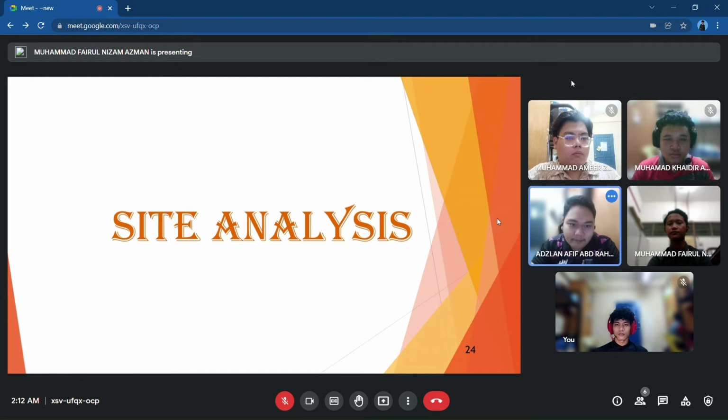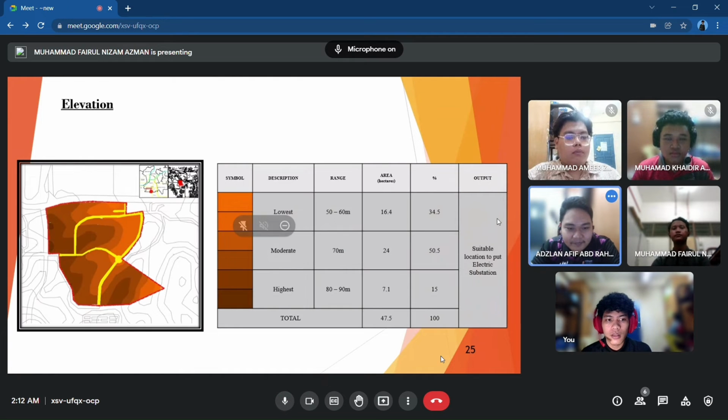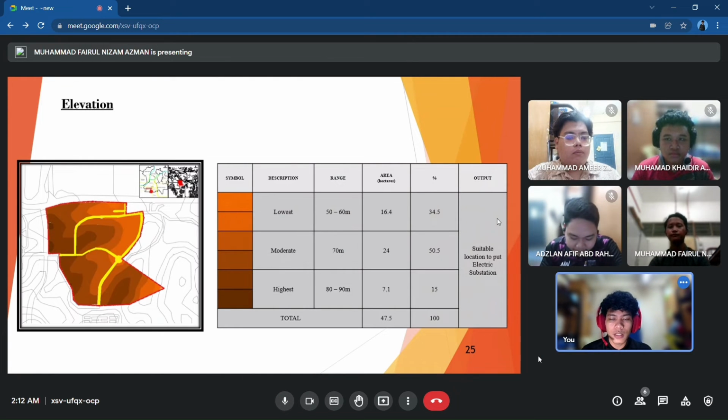Next, site analysis, I will pass to our next presenter, which is Nur Danish Nur Razali. Thank you, Azlan, for explaining the road accessibility.